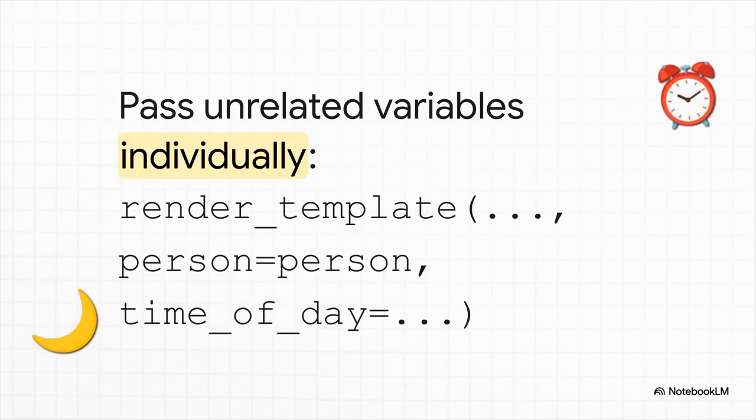But hang on, this doesn't mean you have to force everything into that one dictionary. That would be just as bad. If you have some other piece of data that's truly separate, like, I don't know, the current time of day or the moon phase, it makes total sense to just pass those as separate arguments. Remember, clarity is the goal, not blindly following a rule.